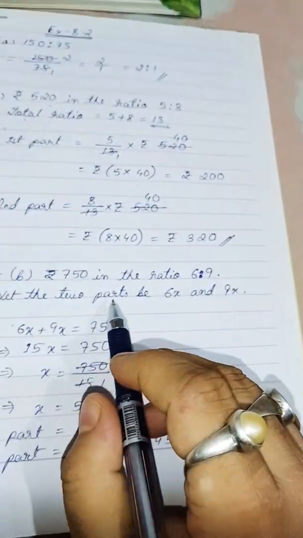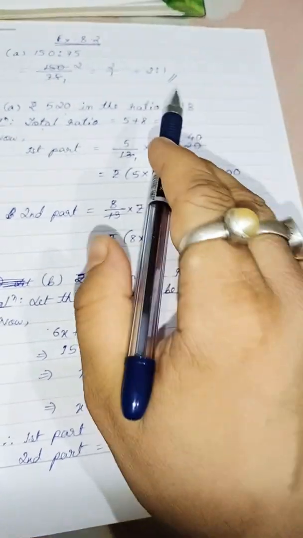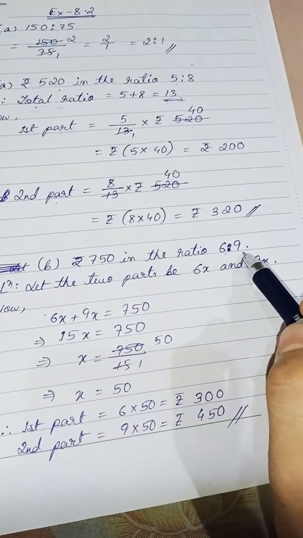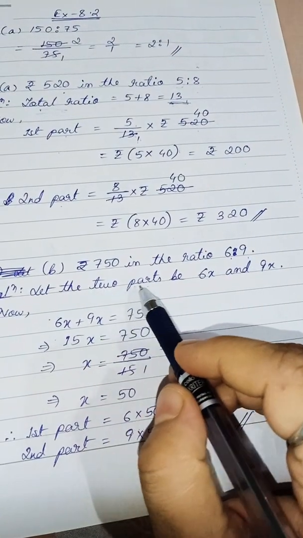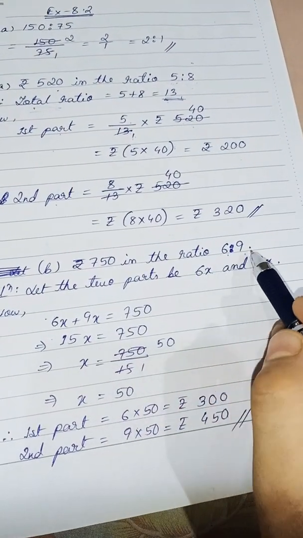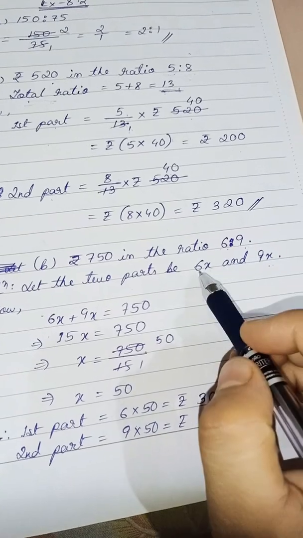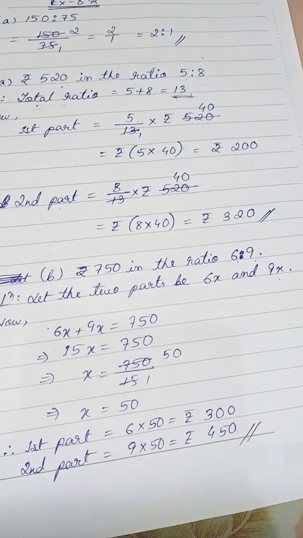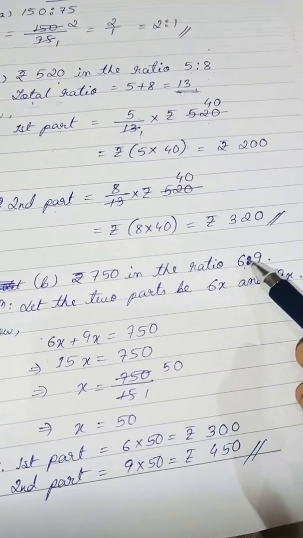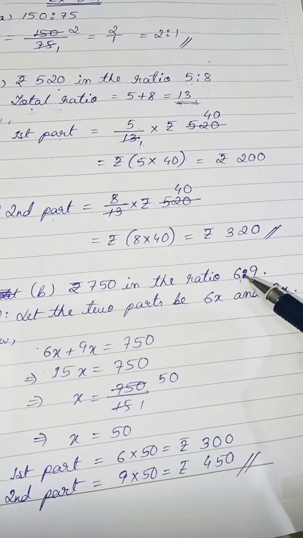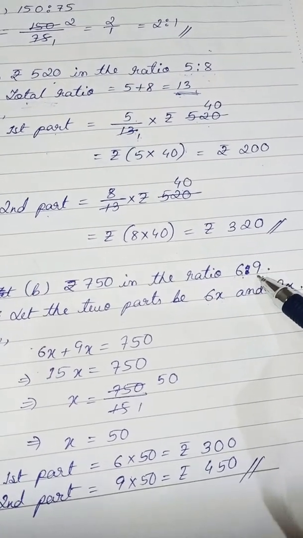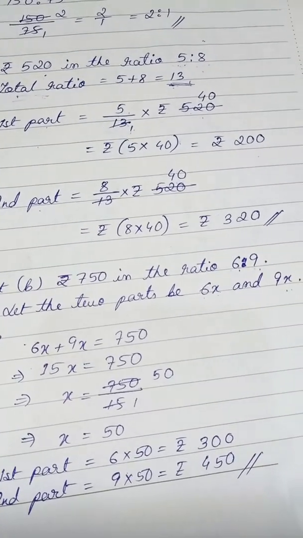The second method is this. Say 750 in the ratio 6:9. Instead of taking the total ratio, what we do is that the first part is 6, the second part is 9. So let me take the two parts to be 6x and 9x. Why am I taking x? Because obviously you will not get rupees 6 out of 750. You will get some multiple of 6, because as I said, it will keep on increasing in the same way. If you get 6 rupees here and 9 rupees there, then if you get 12 rupees here, you get 18 rupees there. So it will increase in the same order.